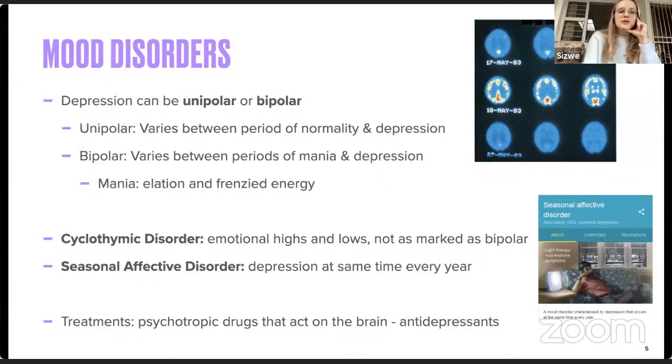Treatments for mood disorders. So specifically, we're talking about depression and the depression seen in bipolar disorder. There'll be psychotropic drugs. Psychotropic means it acts on the brain, such as antidepressants. So SSRIs, SNRIs, and then mania, for example in bipolar, that might need to be treated by something else.